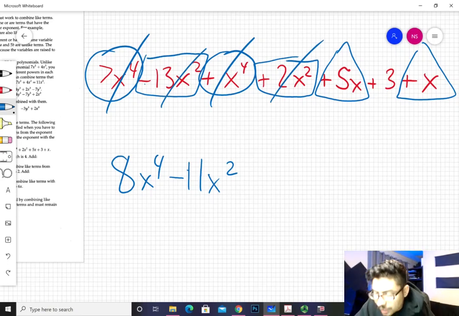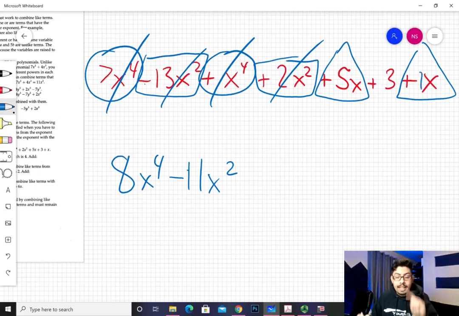Positive 5x plus, what's my number? 1x. So you just ask yourself, what's 5 plus 1? You could take it out the calculator if you want. I don't care. Just always use the calculator. But you guys probably already know it. It's a 6.